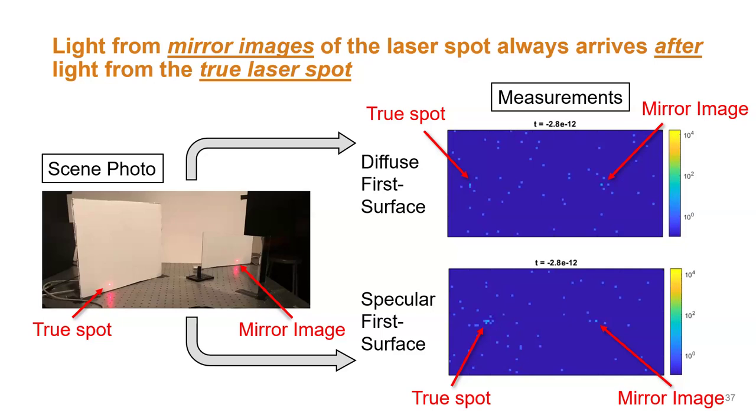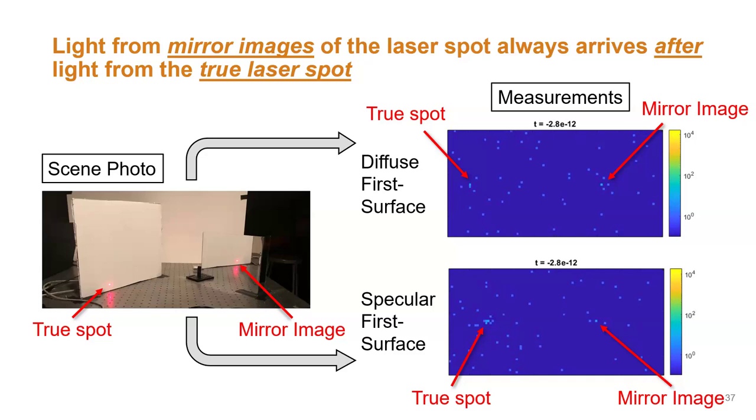This brings us to the second ambiguity, which is that if we send our laser beam into a scene that contains specular reflectors, we may observe multiple laser spots in our measurements. In order to correctly apply our range equations, we need to figure out which laser spot is the true laser spot and which ones are mirror images. Fortunately, the second ambiguity is always straightforward to resolve if you have time of flight information. That's because light from the true laser spot will always arrive at your camera before light from the mirror images, which has to follow an indirect path back to the camera.